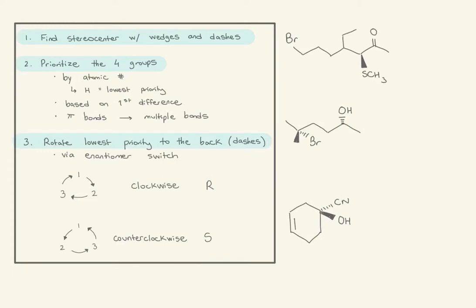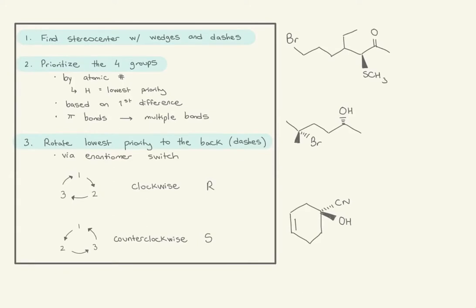And pi bonds count as multiple bonds. Again, I'll show that in the examples. After we prioritize the 4 groups, we're going to rotate the lowest priority to the back, meaning we're going to put the lowest priority on the dash using a method called enantiomer switch. We do this because when we draw the arrows, we only connect 1, 2, and 3, and since that 4th priority is in the back, it's kind of ignored. If you rotate clockwise, we give the stereocenter an R stereochem. If you rotate counterclockwise, we give it an S stereochem.